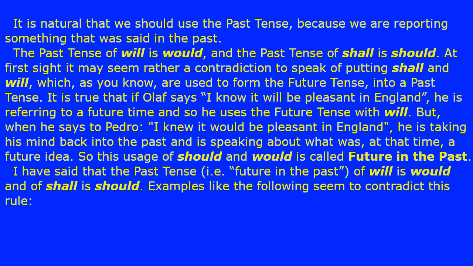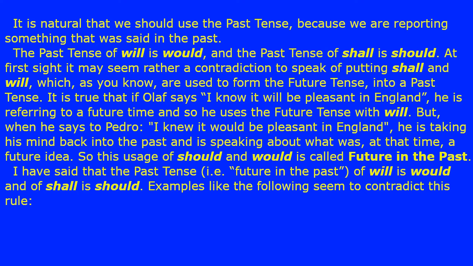At first sight it may seem rather a contradiction to speak of putting shall and will, which, as you know, are used to form the future tense, into a past tense. It is true that if Olaf says, "I know it will be pleasant in England," he is referring to a future time and so he uses the future tense with will. But when he says to Pedro, "I knew it would be pleasant in England," he is taking his mind back into the past and is speaking about what was, at that time, a future idea. So this usage of should and would is called future in the past. I have said that the past tense, i.e. future in the past, of will is would and of shall is should.